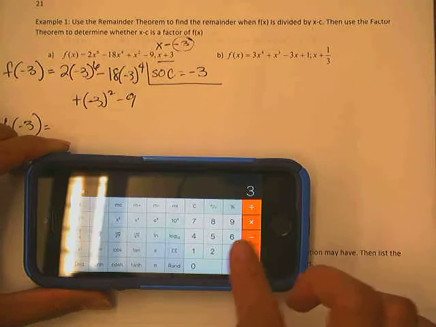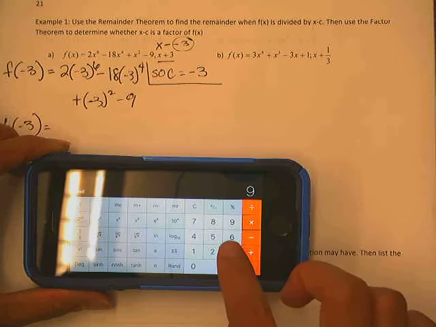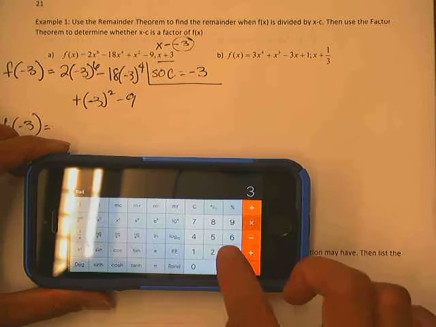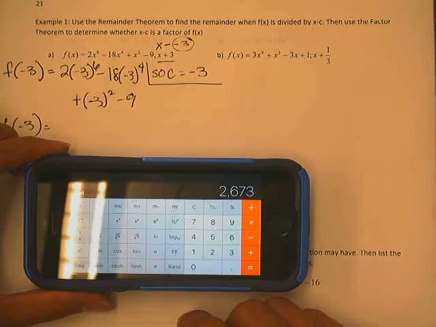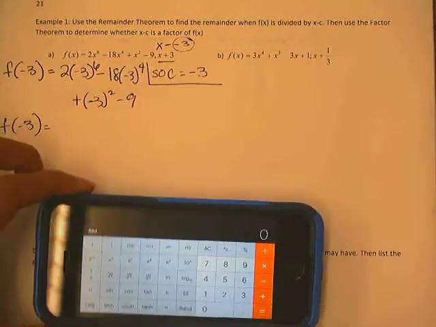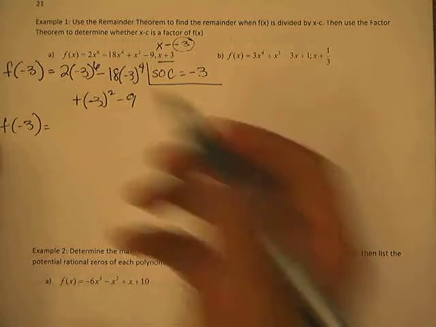I'm just going to multiply it 6 times. 1, 2, 3, 4, 5, 6. All right. Is that right? 2600? 2673? Let's do it again. You know what? Let me do it by hand. I don't trust my cell phone calculator.